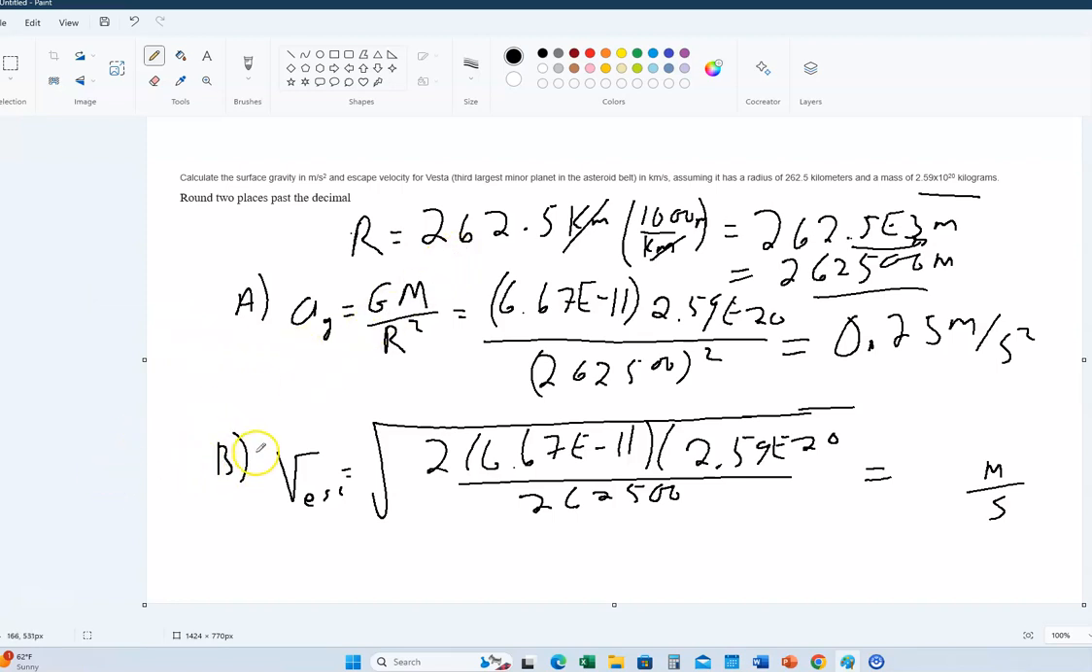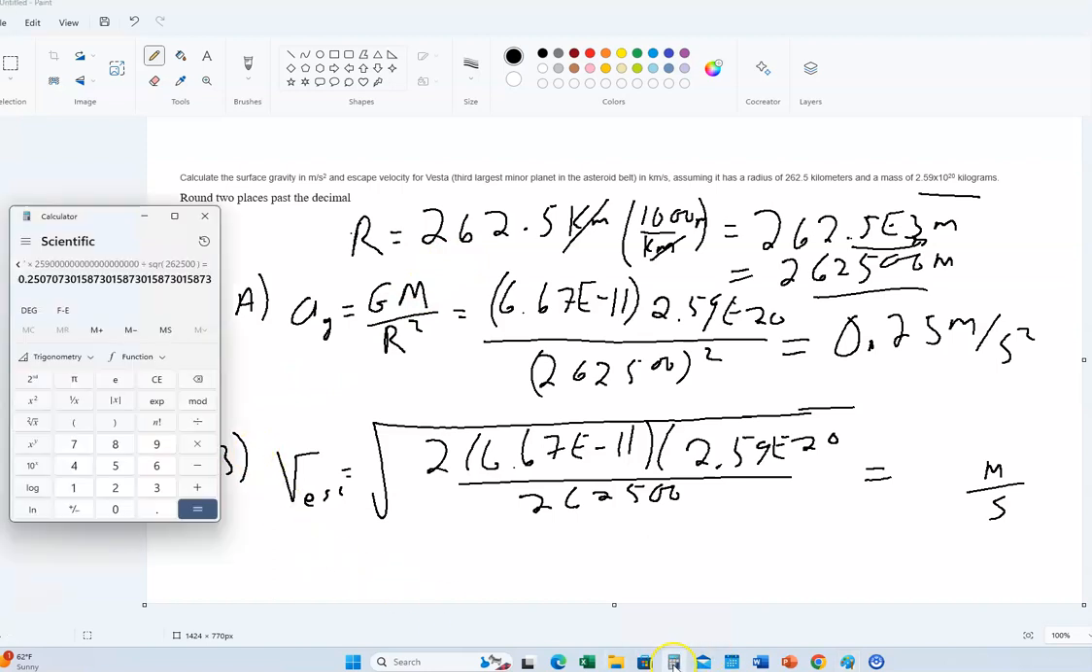All right, so whatever the answer is, I'll show you in just a second. Let's do the problem. Let's clear this. So it's going to be 2 times 6. We'll take the square root at the end.